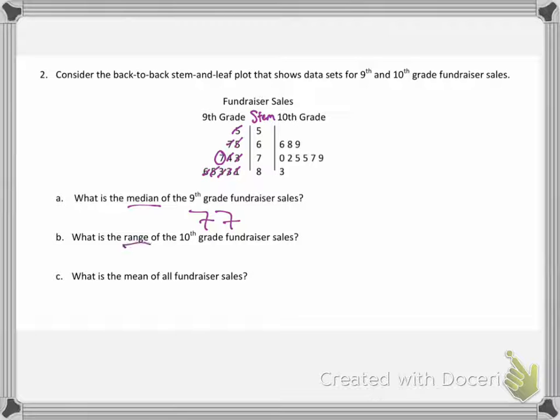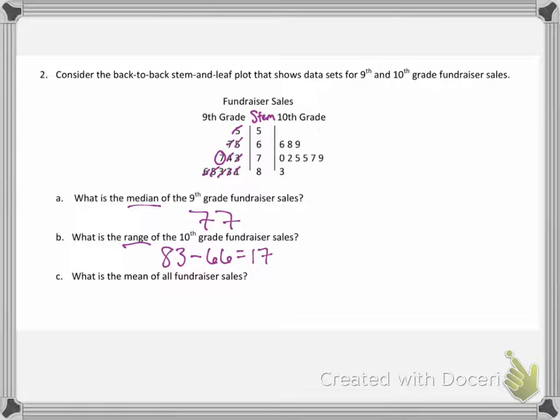What is the range of 10th grade fundraiser sales? Range means highest minus lowest. The highest number on the 10th grade side is 83. The lowest number is 66. Again, like I pointed out before, if you have a stem with no leaves, that does not mean that's magically a 50. There would have to be a 0 in that leaf row in order for that number to exist. Since there's nothing here, that means there's nothing in the 50s. The lowest number would be 66. So again, to find the range, I subtract those 2 numbers. The range would be 17.